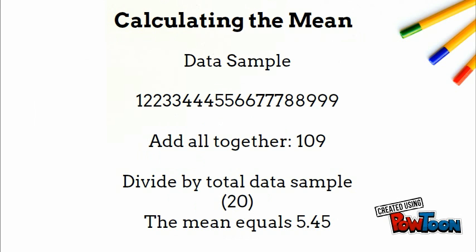To calculate the mean, we must first add all the data samples together, which equals 109. We then must divide that total by the amount of data samples, which is 20. If we divide 109 by 20, we get the mean of 5.45.